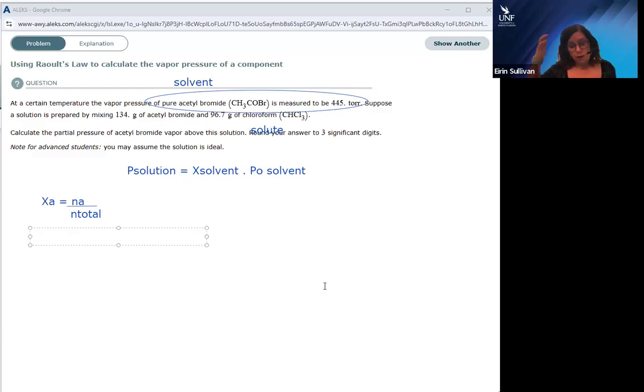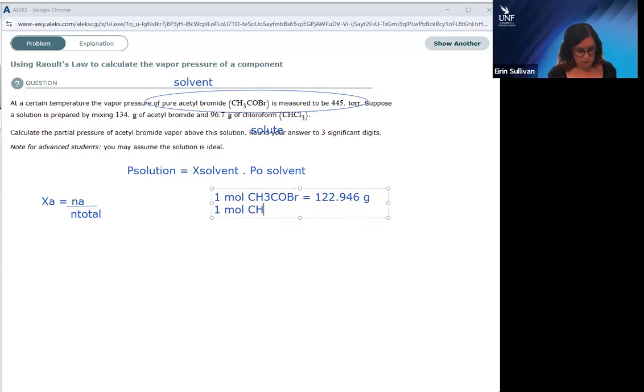When we calculate the molar mass of acetyl bromide, we should get about 122 grams per mole. I like to teach that we write it out as an equivalency. So 1 mole of CH3COBr weighs exactly 122.946 grams, instead of using grams per mole. Why? Because that makes it easier to put into a unit conversion. I'm going to do the same for my chloroform, my solute. So 1 mole of chloroform weighs exactly 119.355 grams.